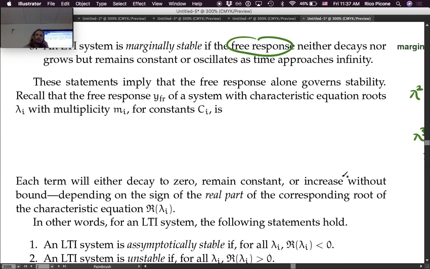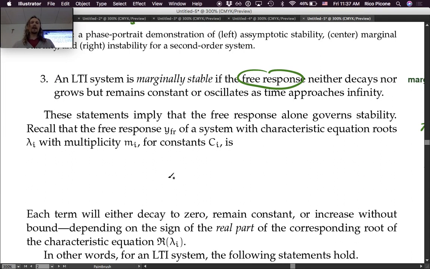So I say that because we can write the free response as being the sum over all of the i's. I could write to n, which is the order of the system, but I kind of got lazy on this. I just don't want to muddy the water. Ci is a constant that's found from the initial conditions being applied. So Ci, and then instead of just being e to the lambda i t, which is the case when we have no repeated roots, I'm going to put in this t term.